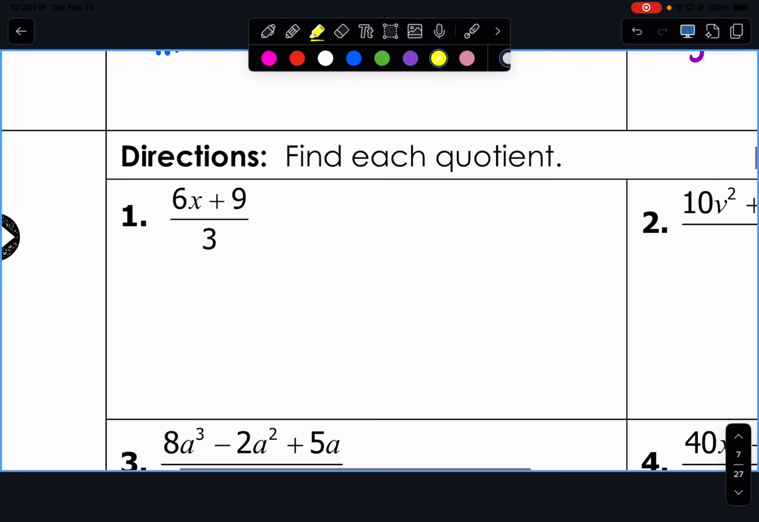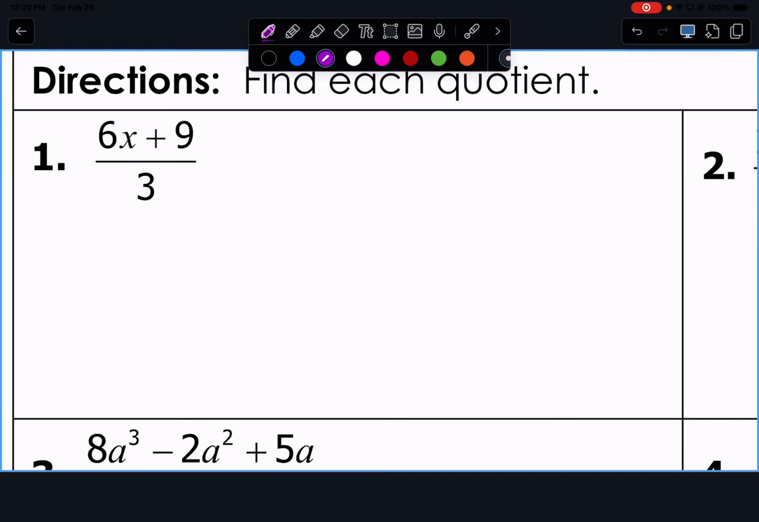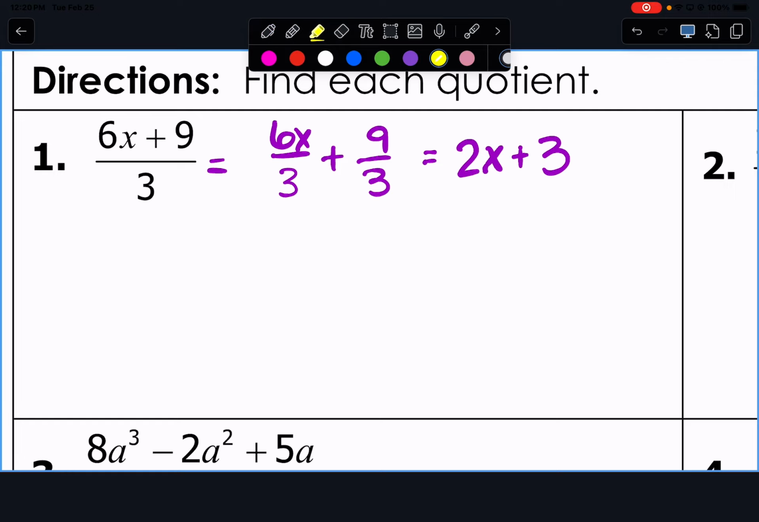Now we're going to do the odd problems. So let's look at this one. We're going to do 6x divided by 3 plus 9 divided by 3. What is 6x divided by 3? 2x. 9 divided by 3 is plus 3. That's all we have to do.